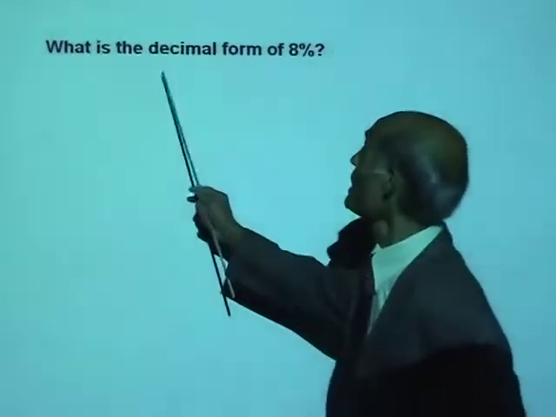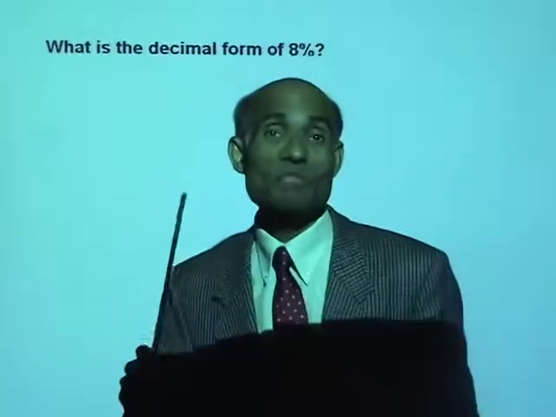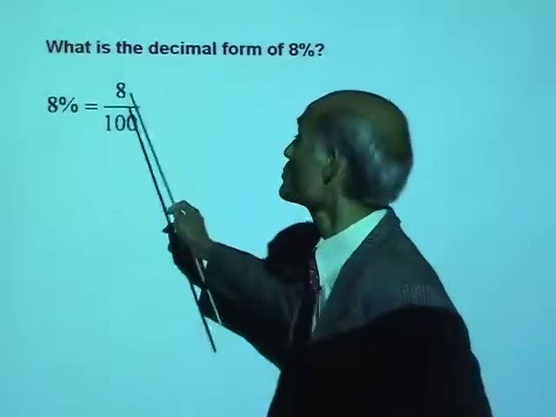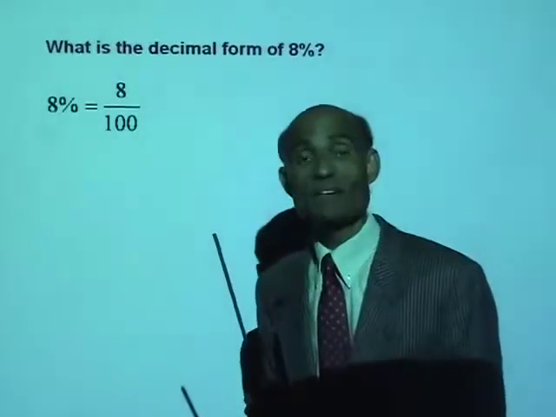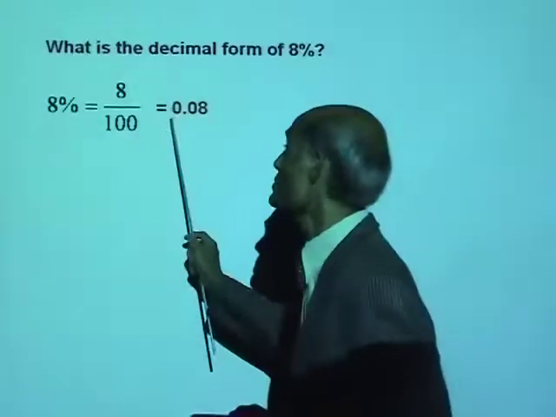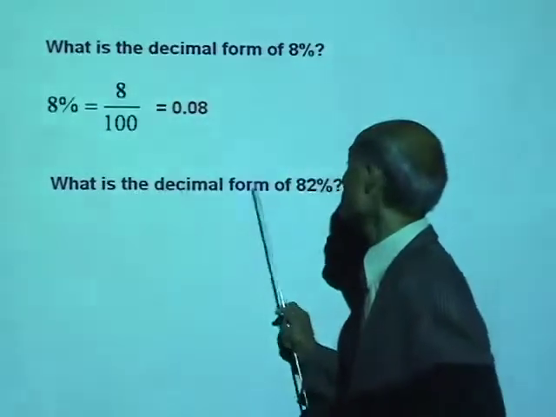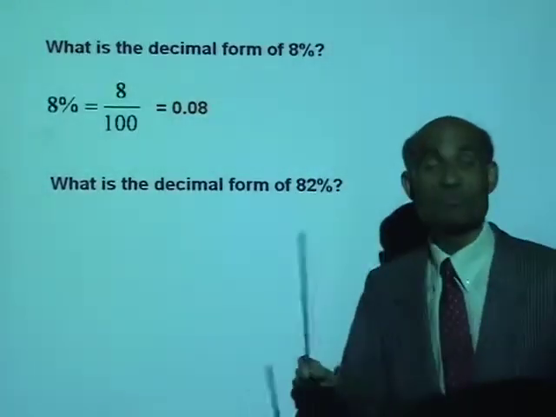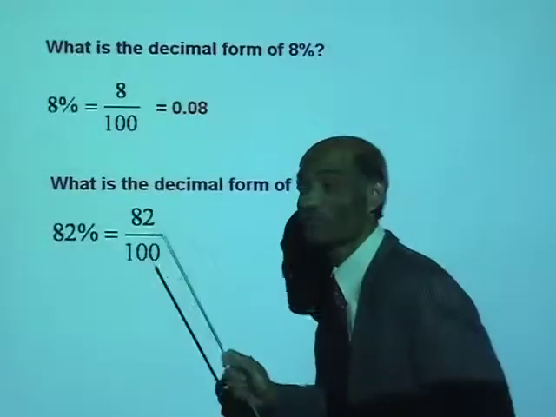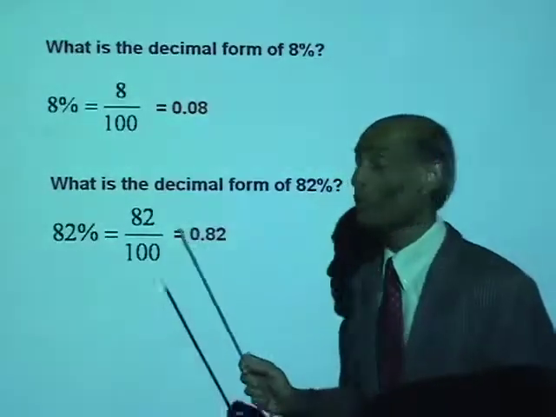Now tell me, what is the decimal form of 8%? 8% means 8 divided by 100, 8 out of 100. Can you write that using decimals? 8 divided by 100 is 0.08. Alright, what is the decimal form of 82%? 82% is 82 divided by 100. What is the decimal form of that? 0.82.